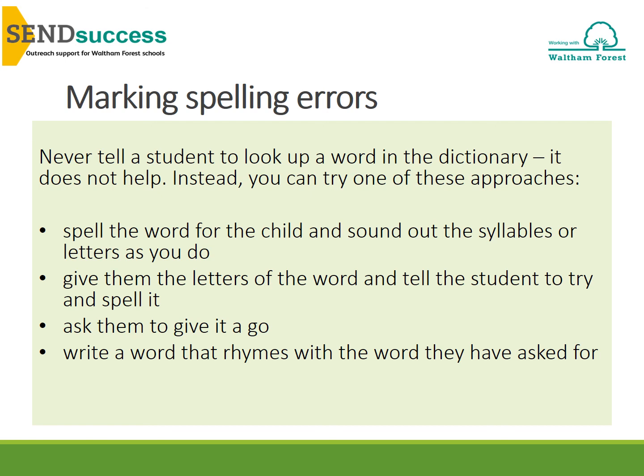Another key point is that if a child asks or is unaware of how to spell a word, it's not very useful to tell them to look it up in the dictionary. Certainly for dyslexic pupils, especially very young dyslexic pupils. Instead, you can help the child to spell the word independently by sounding out the syllables, or help the child hear the syllables in the word and attempt to spell it themselves. Or you could give them the letters of the word and ask the child to try and put them in the correct order. Ask them to give it a go. So just give it a go and don't worry too much. Or you can write a word that rhymes with the word they've asked for, and then they can try and see if they can make a connection there and spell it independently.